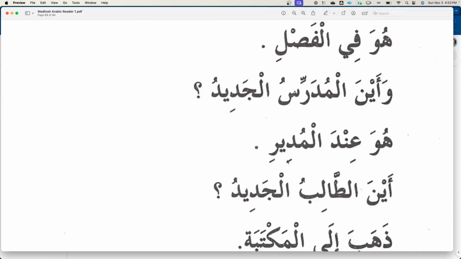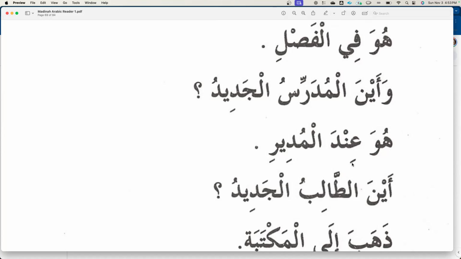هو عند المدير. عند means you can say at or with someone or around something. So عند الله, with Allah, next to Allah. Or you can say عند نايف, at Sheikh Naif's. I am at Naif's home. That's what عند means. It has multiple contextual meanings, but it means to be next to or with someone or at something.